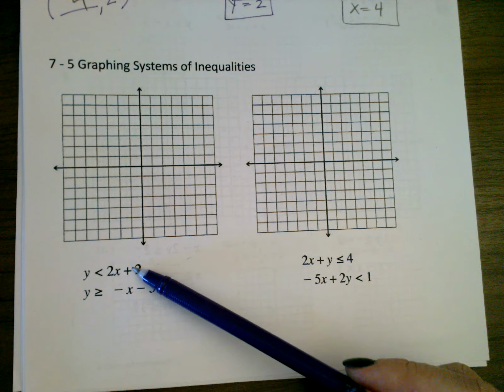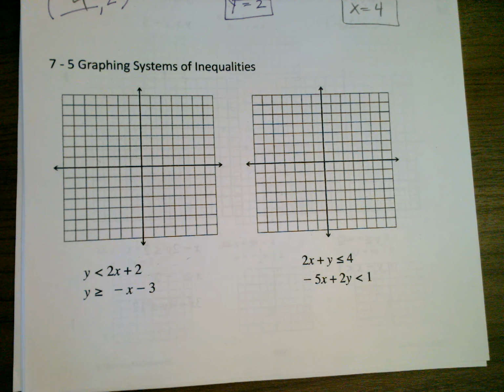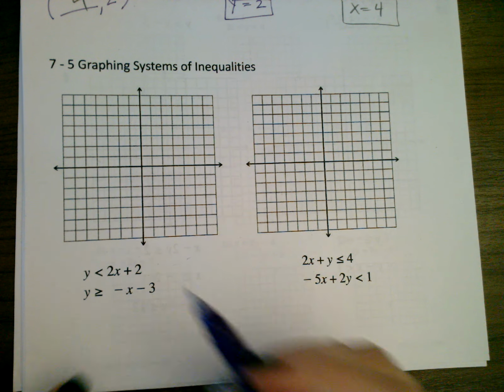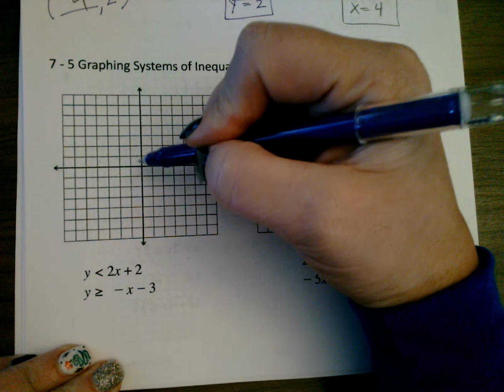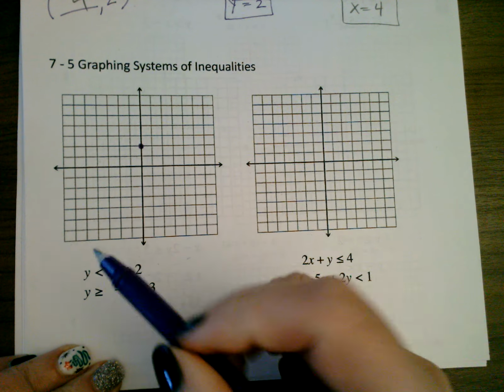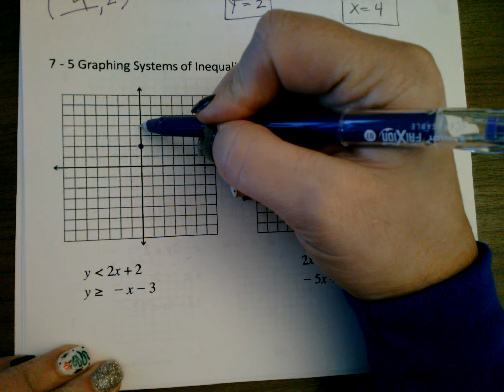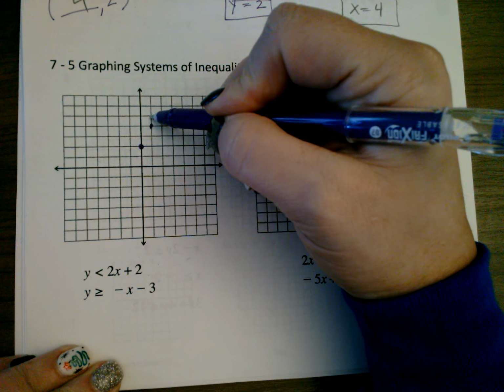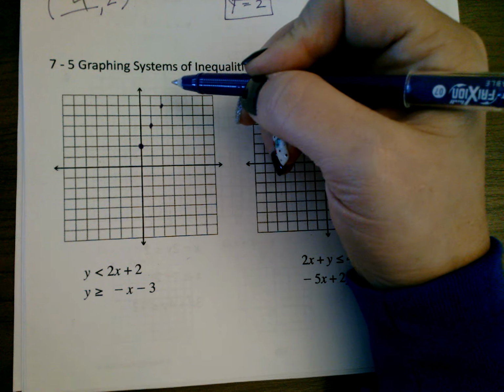I will do one line in one color. I will do the other line in a different color. Completely up to you. It just helps me see clearly. I'm going to graph this equation. I would start at plus 2. My slope is 2, so positive 2 means up 2, right 1, up 2, right 1.